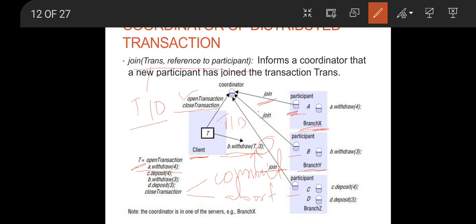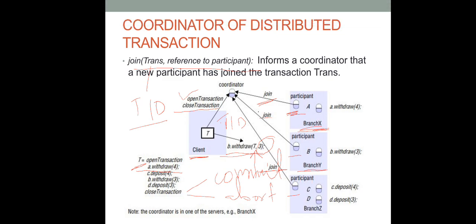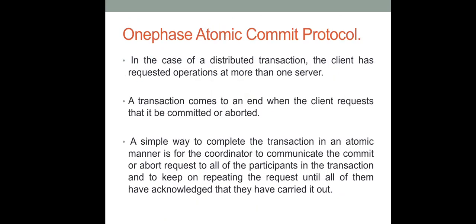Now this is the overall scenario. Now to achieve the atomicity property, there are two algorithms that we will be discussing in today's class. One is called the one-phase atomic commit protocol. The second one is called the two-phase atomic commit protocol.